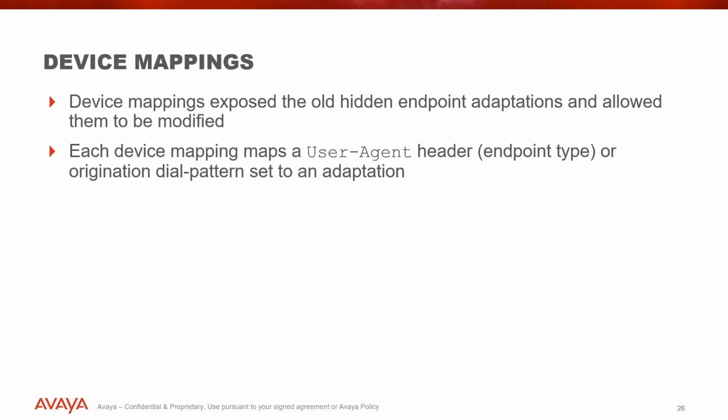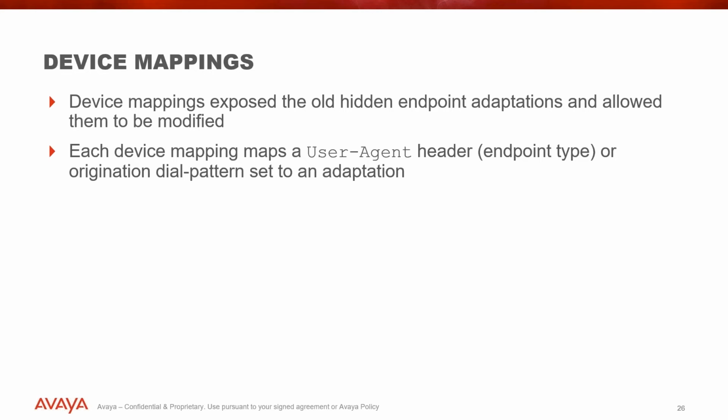Recently, we exposed all those hidden endpoint adaptations so that we could allow customers to add their own endpoint adaptations without waiting for Avaya to develop those, or so they could maybe modify the existing ones. Like if the Cisco adaptation doesn't do exactly what you want, you can go modify it and make it do precisely what you want.